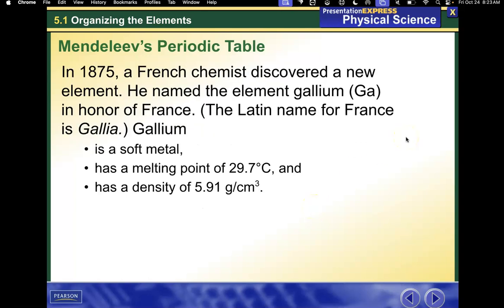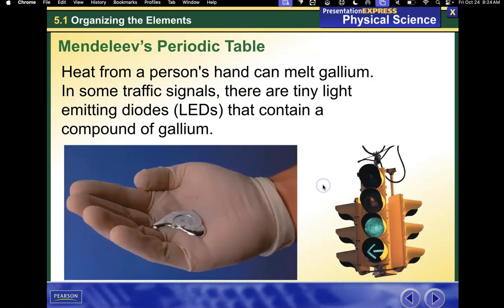In 1875, a French chemist discovered a new element. He named the element gallium in honor of France. The Latin name for France is Gallia. Gallium is a soft metal, has a melting point of 29.7 degrees Celsius, and has a density of 5.91 grams per cubic centimeter. Heat from a person's hand can melt gallium. In some traffic signals, there are tiny light diodes, LEDs, that contain a compound of gallium.